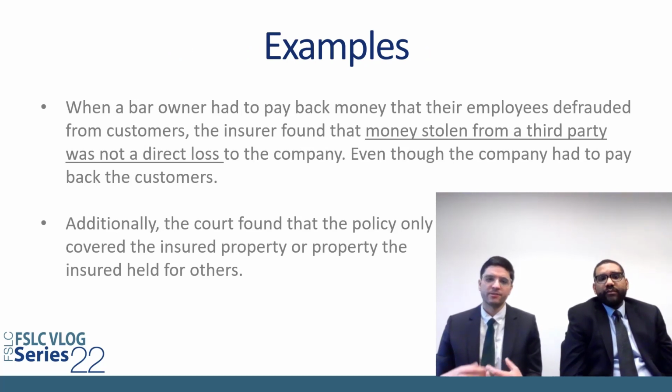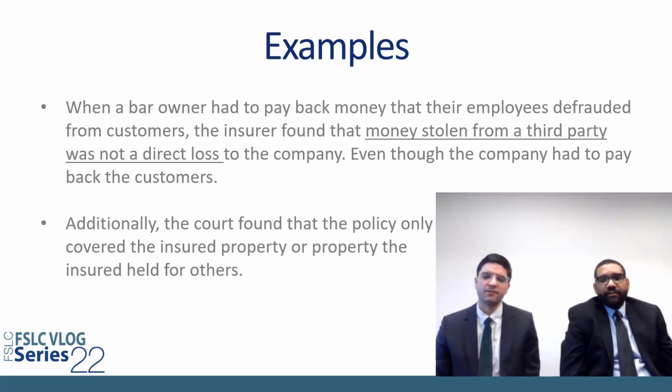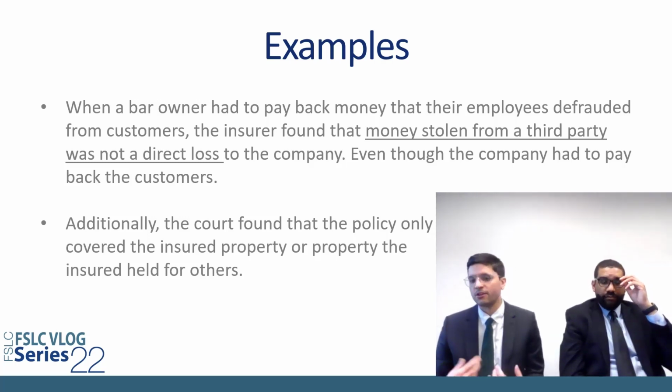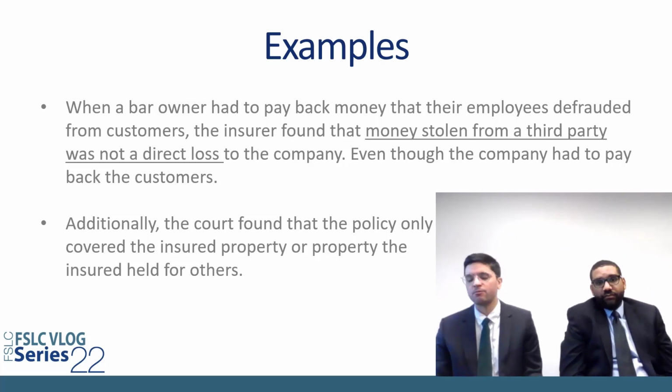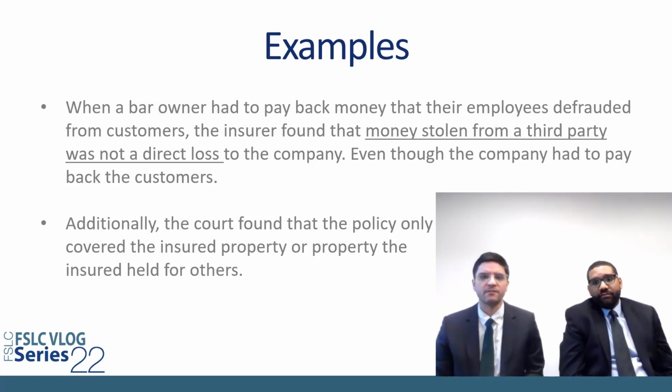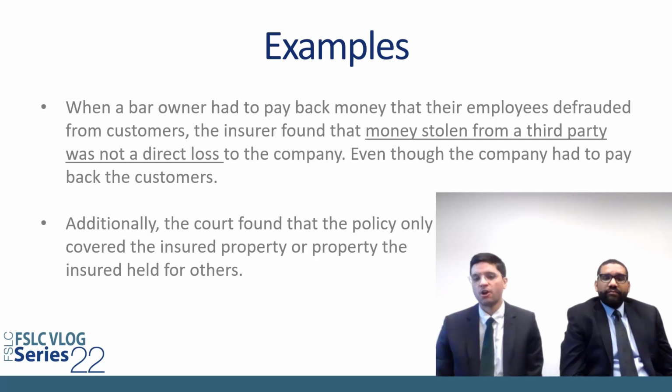Now moving on to some examples that are also supported within the legal authority. In this one, a bar employee was defrauding the bar's customers. The bar owner, of his own accord, stepped in to refund those customers, then tried to claim that the refund was directly caused by the defrauding of the customers. A court would find that the refund is an indirect result, because it's due to the third-party action of that bar employee.